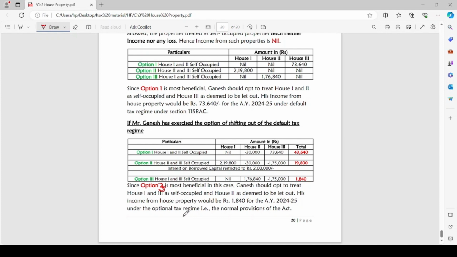Since option 3 is most beneficial in this case, Ganesh should opt to treat house number 1 and 3 as self-occupied and house number 2 as deemed to be let out. His income from the house property would be rupees 1,840 for the assessment year 2024-25 under the optional tax regime. That is under the normal provisions of the Act.